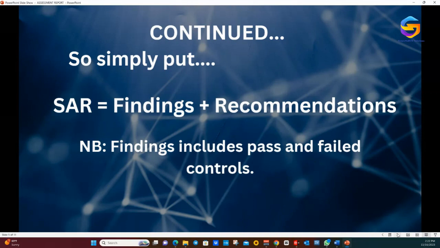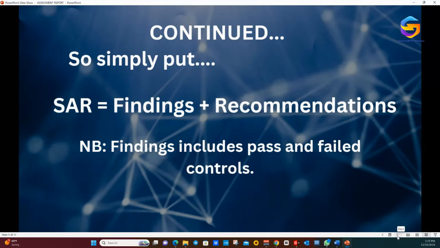Now, bear in mind that when you talk about findings, findings include the controls that have passed and those that have failed. So when the control assessor goes out to do the assessment, the assessor documents every finding pertaining to the assessment done on the controls. When there are controls that pass, you have to document. If there are controls that failed, you have to document.